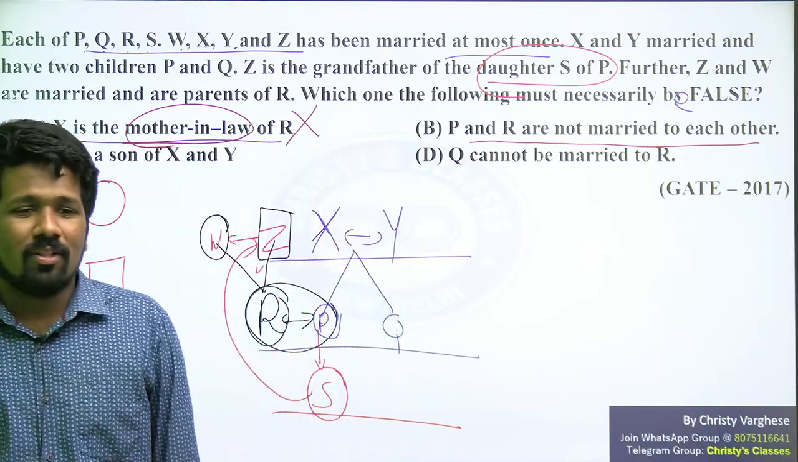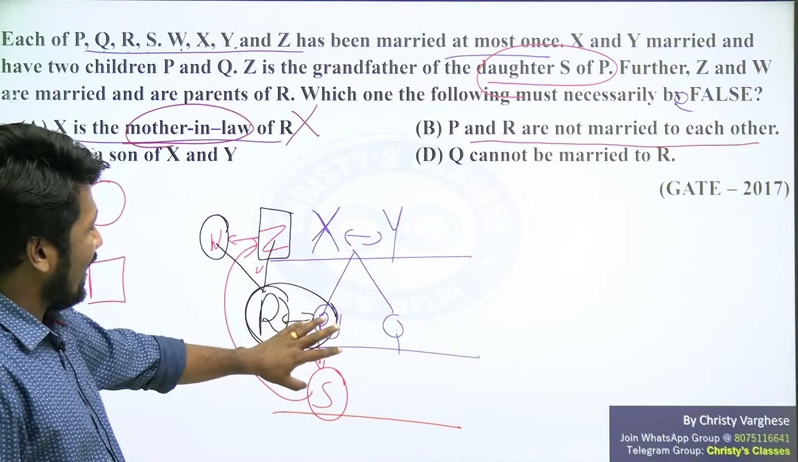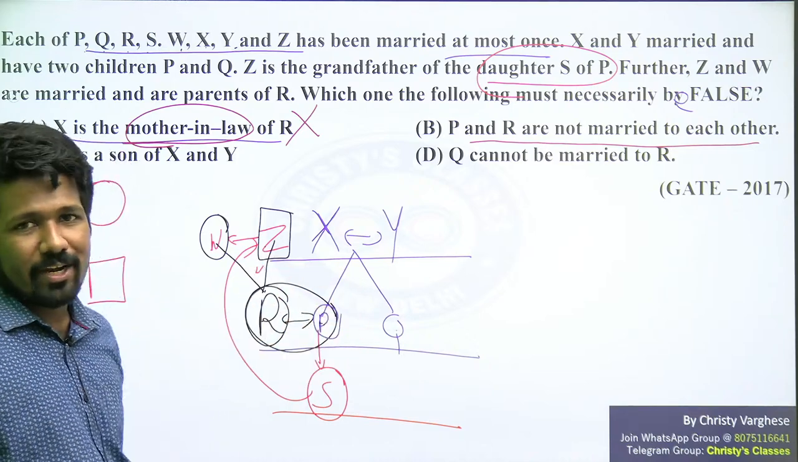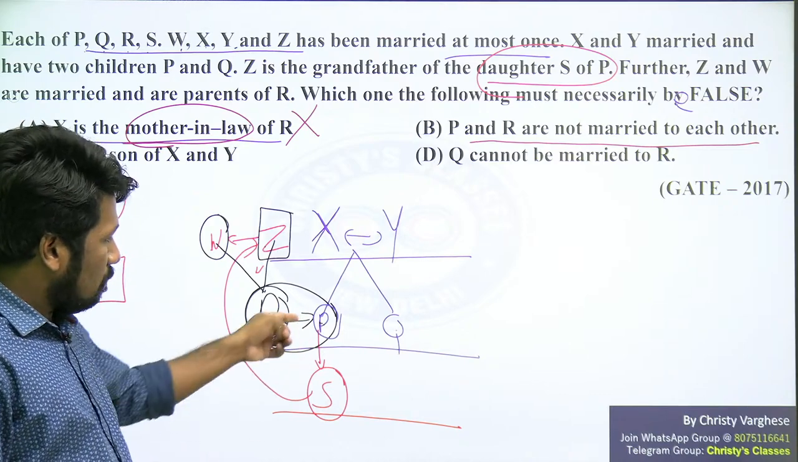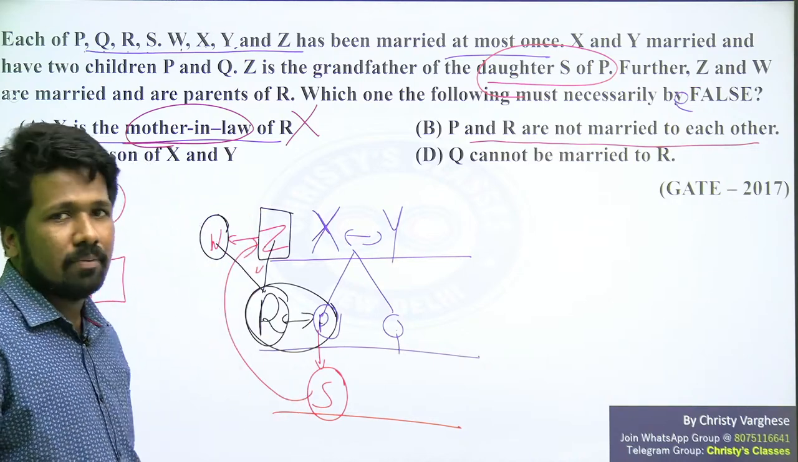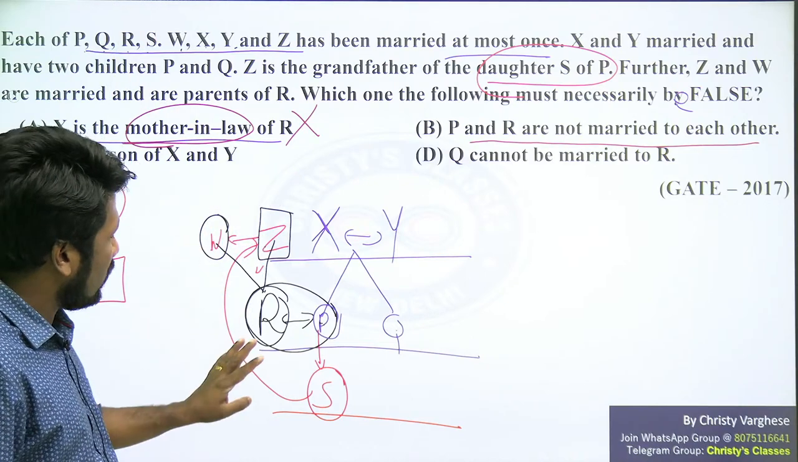Whatever universe, whatever parallel realities you think, P and R should be married to each other. The reason I have elaborated already. If P and R are not married to each other, P's child and Z's grandchild cannot be the same person, because there is no one else present here. Total 8 people only are there.